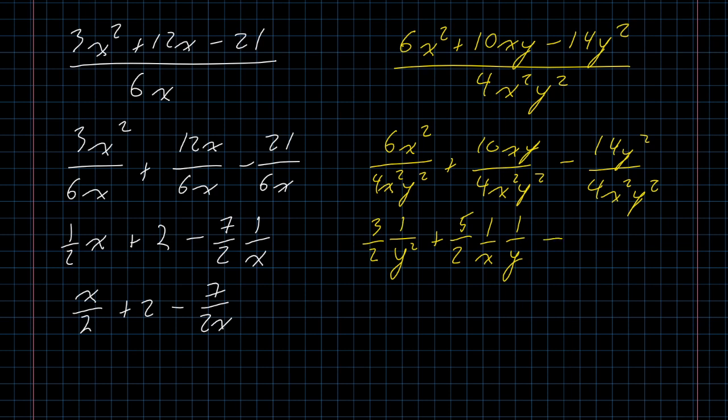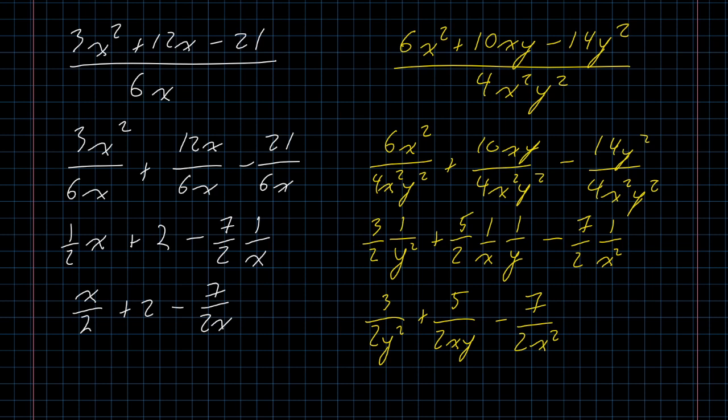You have 14 over 4, which is a fraction that reduces. It becomes 7 over 2. You have an x squared in the denominator. You have y squared divided by y squared, which cancel each other out. All right. Cleaning these fractions up a little bit: 3 over 2y squared plus 5 over 2xy minus 7 over 2x squared.